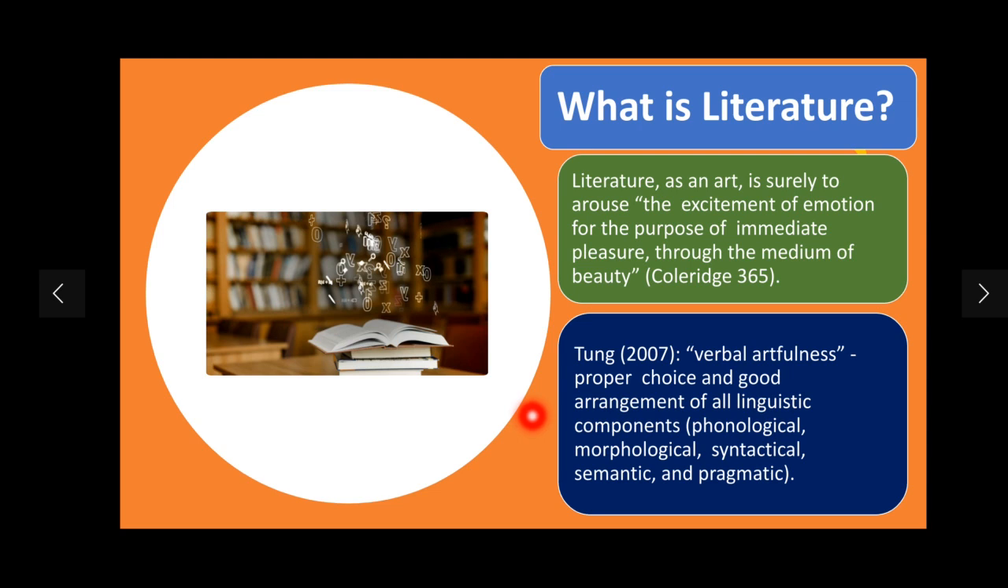So then we have 3 parts of this definition. In the first part, he says literature is an art or verbal artfulness. In the second part, he says that an author or a poet or a writer should use proper choice of word. And then in the third part, he said that this choice of word, or all these linguistic components, should be properly arranged in a piece of literature.